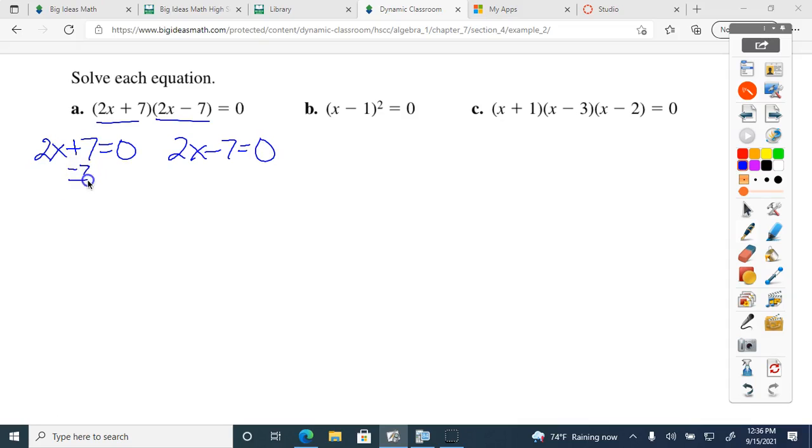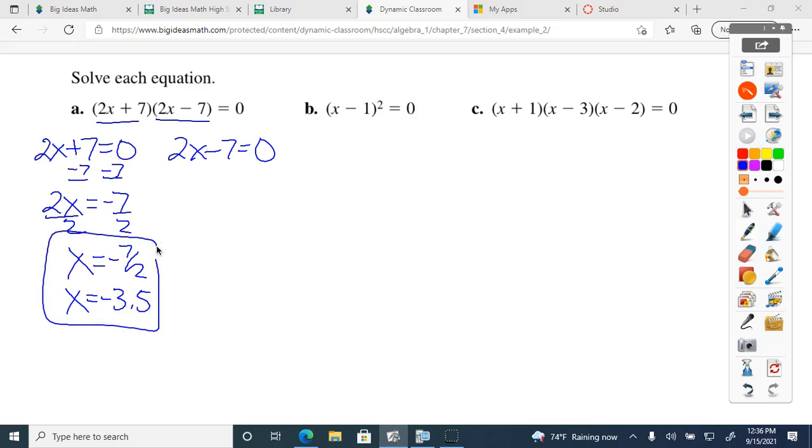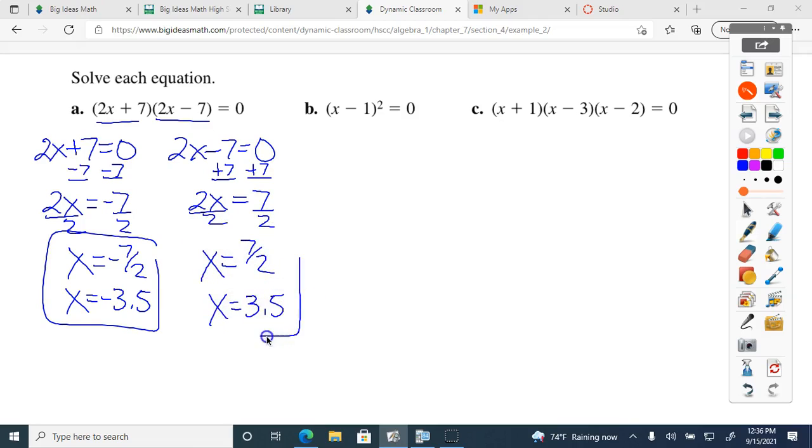So I'm going to do what with the 7? Subtract it over, right? So 2x, and then divide by 2. Negative 7 over 2, or I would also take negative 3.5. Either answer there. For this one, what do I need to do for the 7? Add 7 over. Okay? And it's just a little 2-step problem. Divide by 2. x is positive 7 over 2, or positive 3.5.